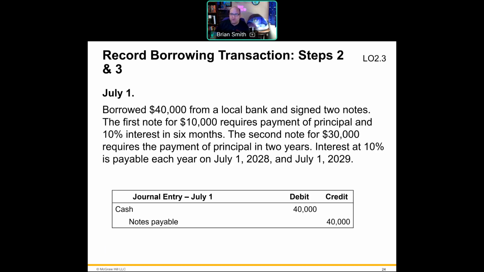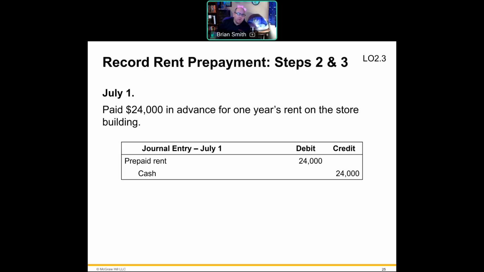And it could be July 1st, April 3rd, or something like that. Though we're debiting cash, crediting notes payable. Okay, next one, paid 24,000 in advance for 1 year rent on the store building. Not many people are going to pay in advance for a whole year. Okay, good for us. We're doing that. Probably not really going to do that. Prepaid rent debited 24,000, credit cash.